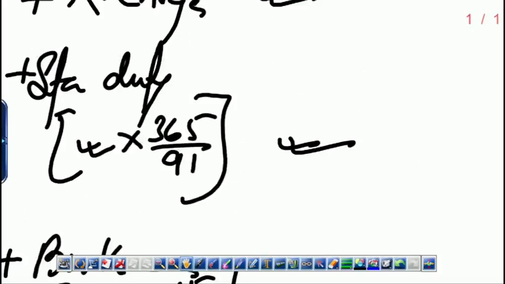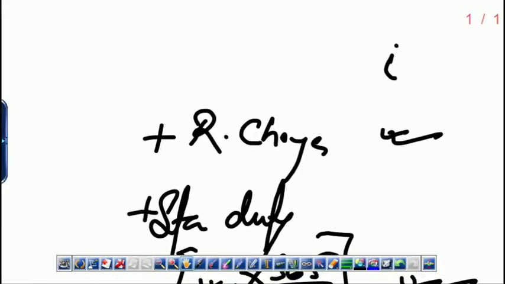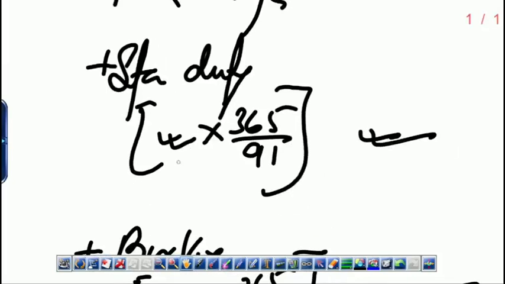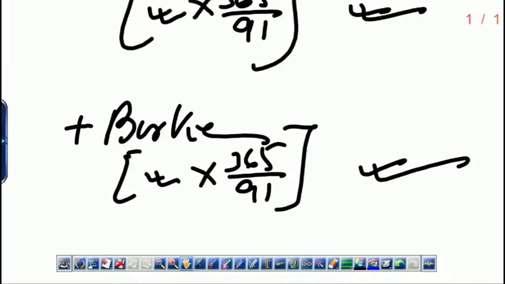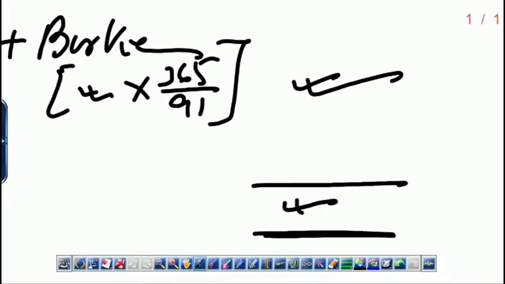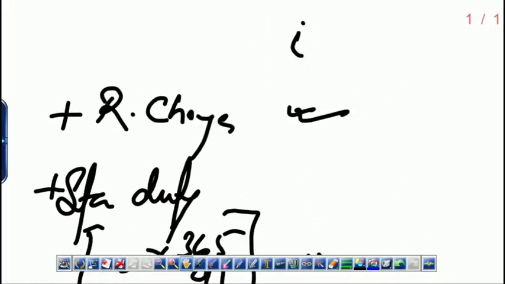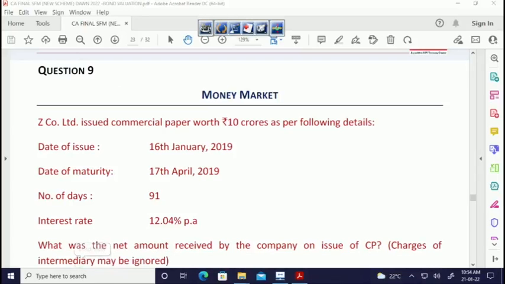So rating charge is already per annum, I is per annum, stamp duty is periodic, so convert it into annual. Brokerage is periodic, convert it into annual, and then add, and you get the entire thing. So this entire total is the cost of commercial paper. So only these two types of sums on commercial paper can come. Hope you will be able to handle. Okay, perfect.